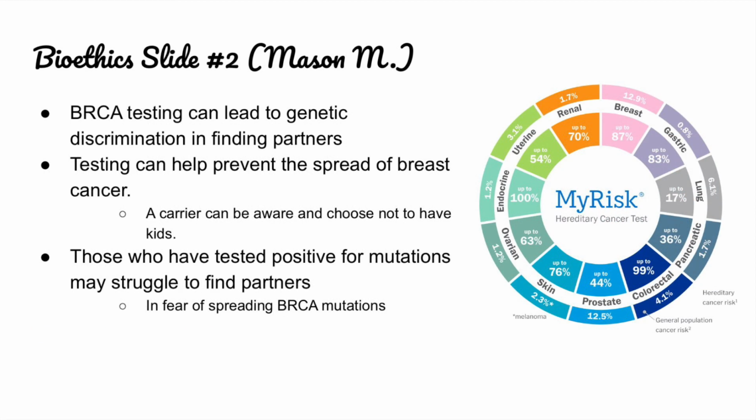Bioethics slide number 2. BRCA testing can lead to genetic discrimination in finding partners. Side 1 says testing can help prevent the spread of breast cancer. Carriers can become aware and choose not to have kids. Side 2 says those who have tested positive for mutations may struggle to find partners, in fear of spreading BRCA mutations.